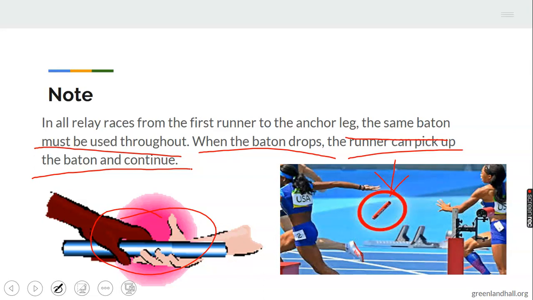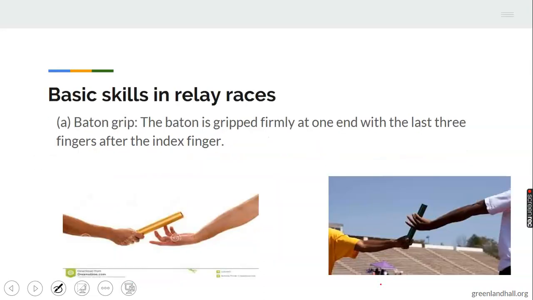I mean, if someone had made a mistake just like this one here and dropped the baton, the next thing you do is quickly pick up the baton and continue your race. Or some other person will just sit and cry and they make the whole team lose. Do you want your team to lose? No.